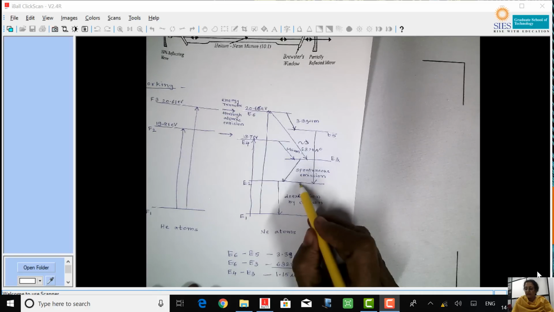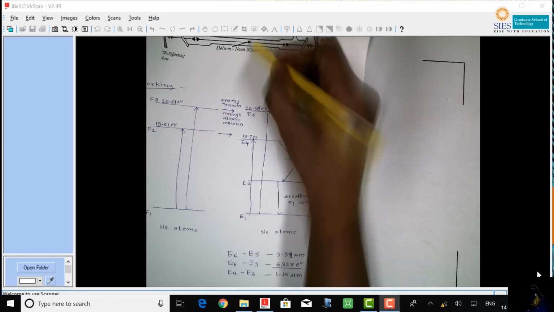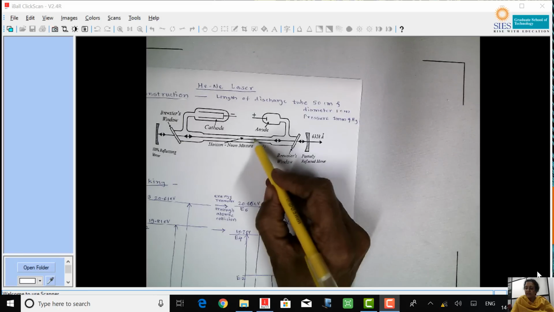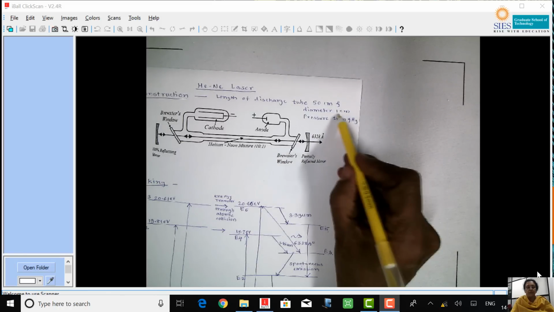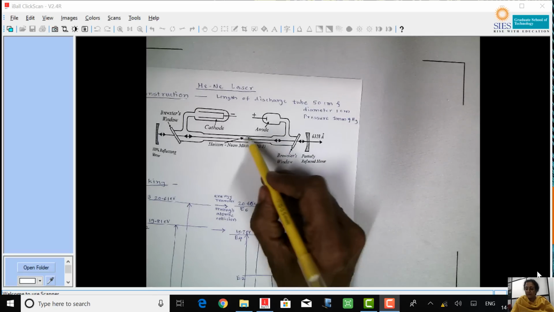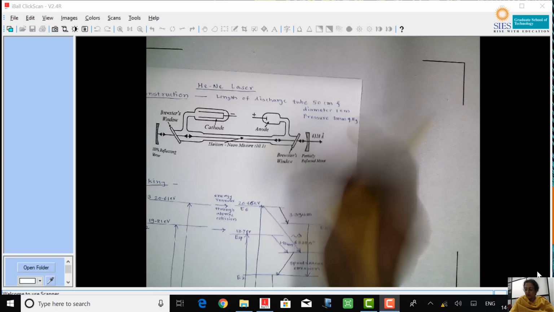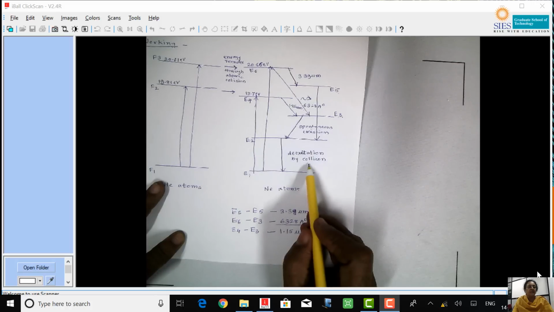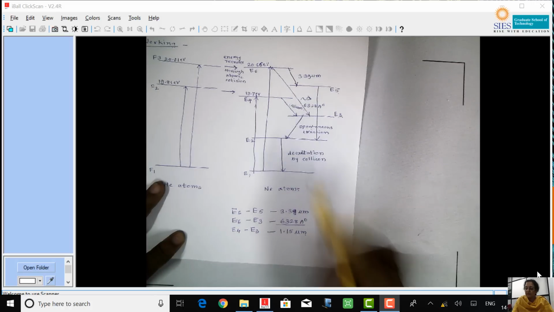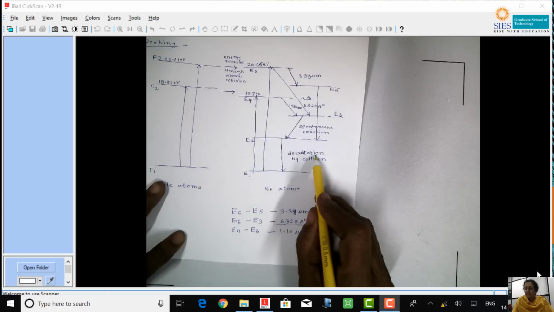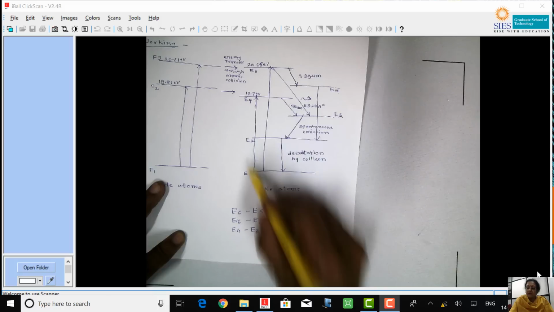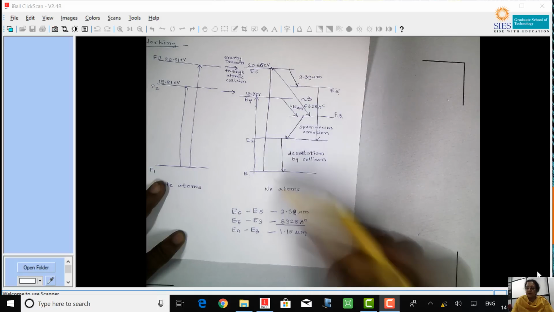In order to remove that energy, the diameter of the tube, as I explained before, is made very small, which is of the order of 1 centimeter. Since the diameter of this tube is small, the atoms in energy level E2 release their energy when they collide with the container, like the walls of the tube, and they get de-excited by collision with the walls, and this is how the complete cycle takes place.